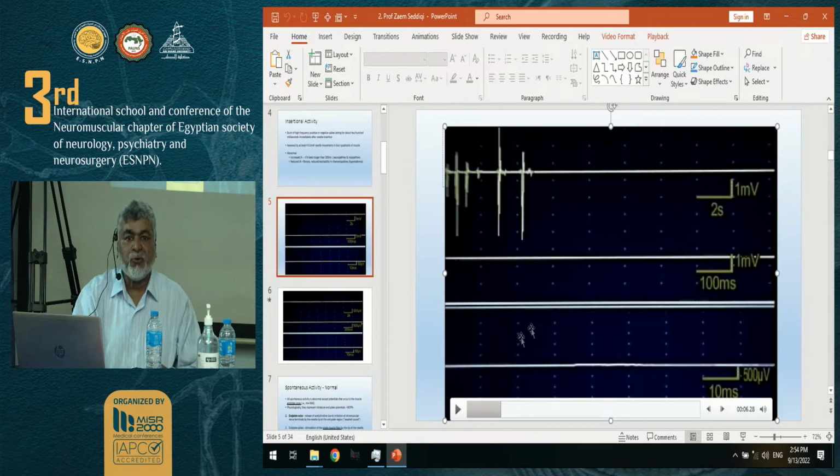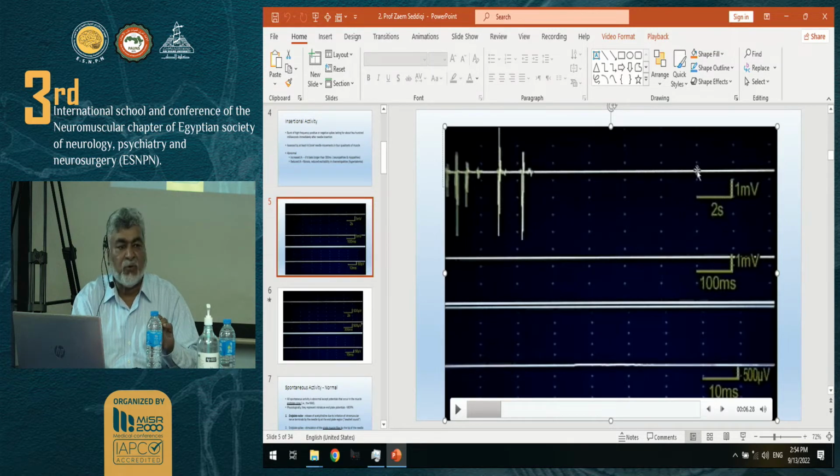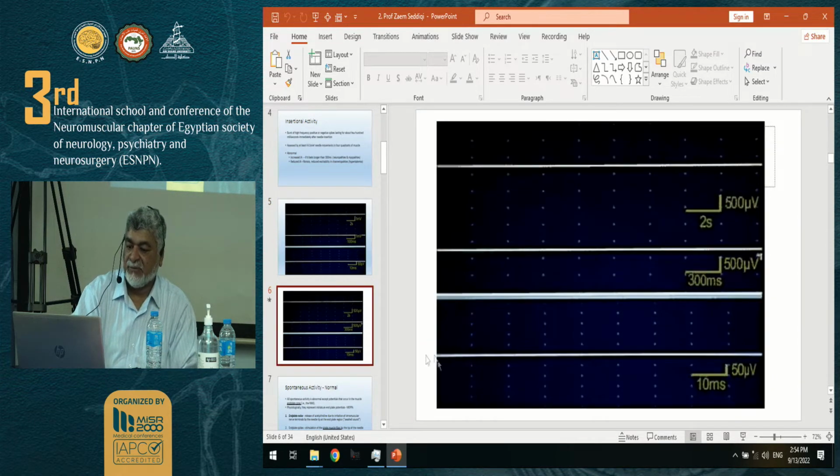So what I want to show you here is this. Look at this, 100 milliseconds per division. It doesn't go past more than 1 or 2 divisions. If it had gone beyond 3, 4, 5, 6, it would be increased insertional activity. Got it? Now let me show you an example of that. Here's insertional activity which is increased.